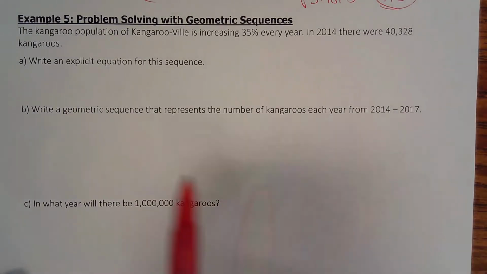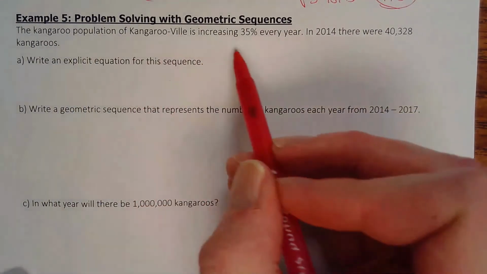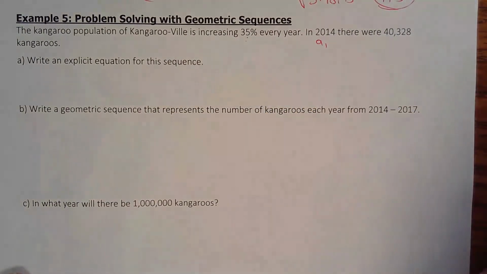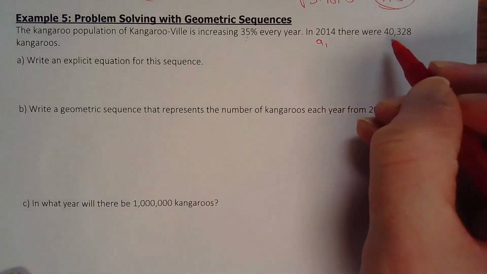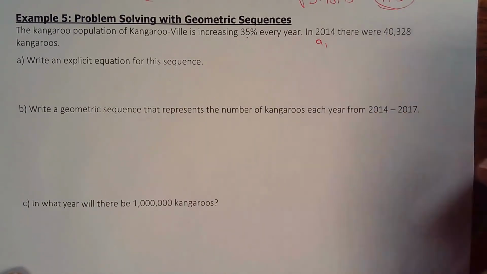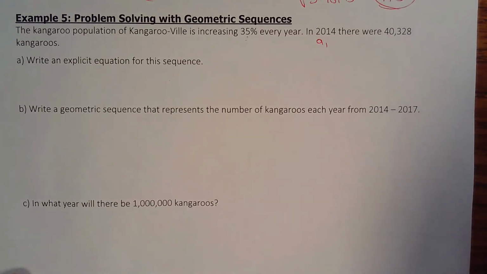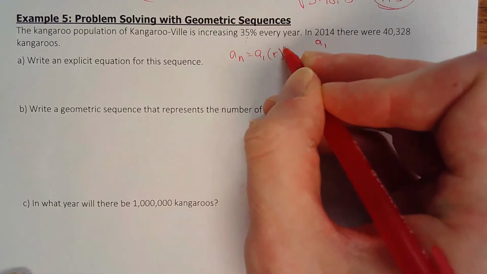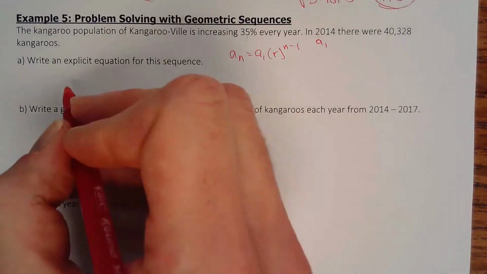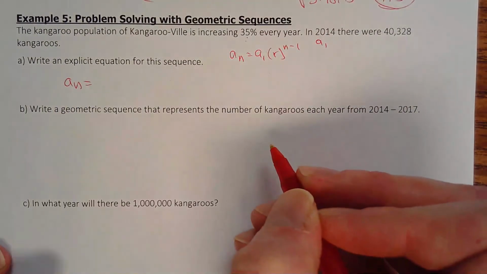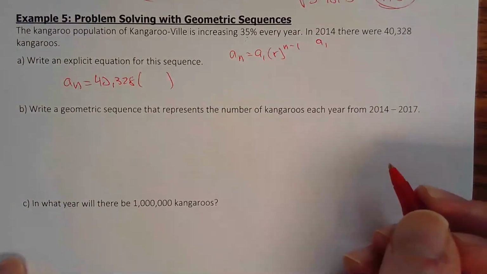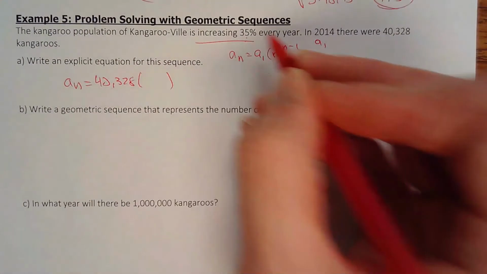So the kangaroo population of Kangarooville is increasing 35% every year. So in 2014, again, think of that as a sub 1. There were 40,328. Write an explicit equation. Remember, to write the explicit equation, all I need is the first term and the common ratio. That's all I need. So a sub n is going to be 40,328. And now my common ratio, it's increasing 35%.